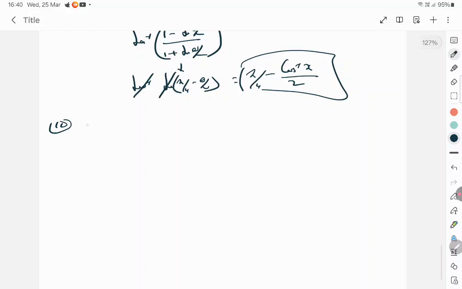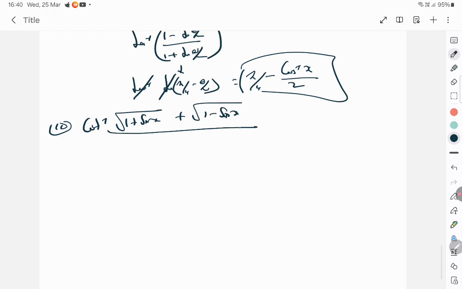So let's go to 10th question. Cot inverse of root of 1 plus sin x plus root of 1 minus sin x by root of 1 plus sin x minus root of 1 minus sin x. Cot inverse of, you know what is the 1 plus sin x formula? It is cos x by 2 plus sin x by 2 the whole square.